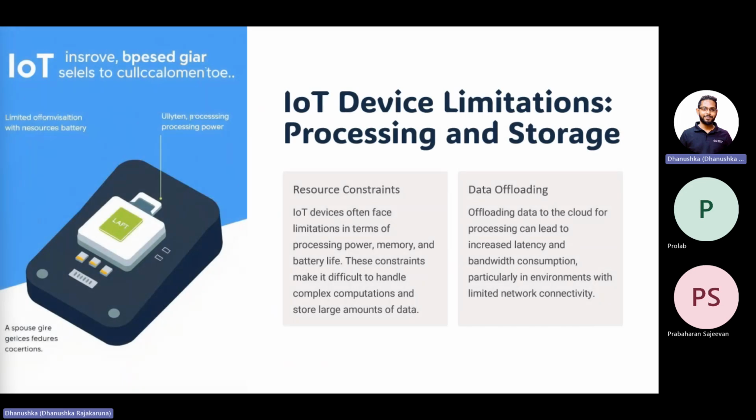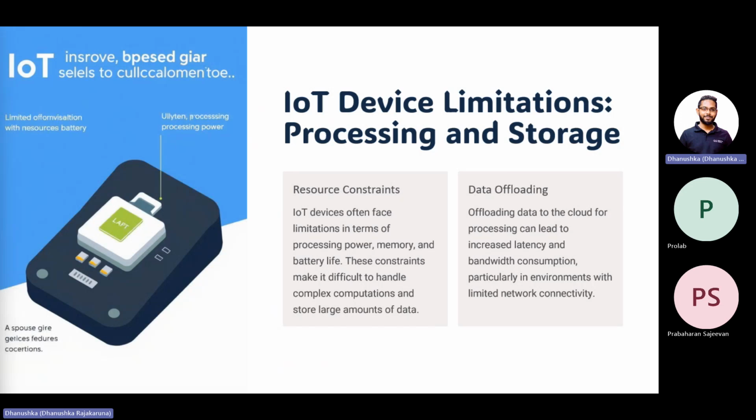So the next one is IoT device limitations, processing and storage. IoT devices are integral to modern ecosystems, yet their capabilities are often limited by hardware and operational constraints. Understanding these limitations is crucial to design robust IoT systems that optimize performance through effective strategies like data offloading. Key limitations of IoT devices: processing power.